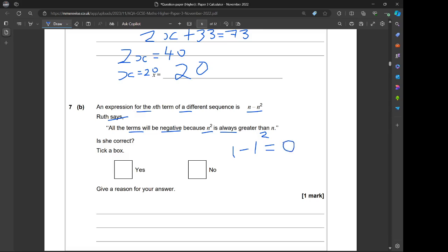So going back to my statement, it says all the terms will be negative. That's not true, because 0 is not negative. Well done, Kadi. The answer is no, because 1 minus 1 squared is not less than 0. Therefore, that is going to be our answer. Does that make sense, guys? Well done, good work, guys.